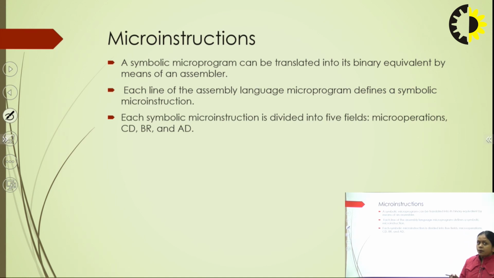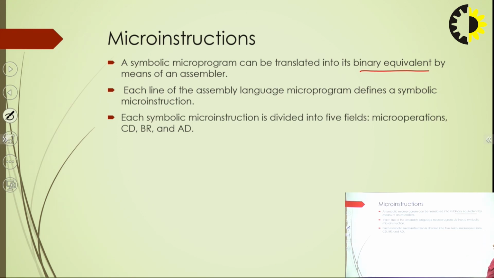A symbolic microprogram can be translated into its binary equivalent by means of an assembler. Each line of the assembly language microprogram defines a symbolic micro instruction. Each symbolic micro instruction is divided into 5 fields. First one is micro operations, CD, BR and AD. It is divided into 4 fields.